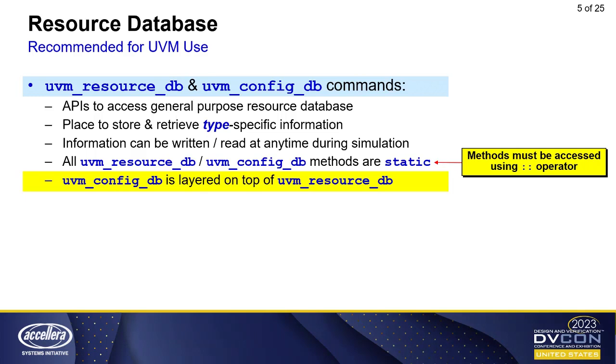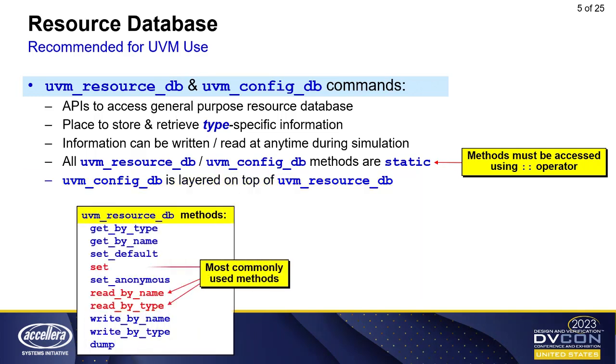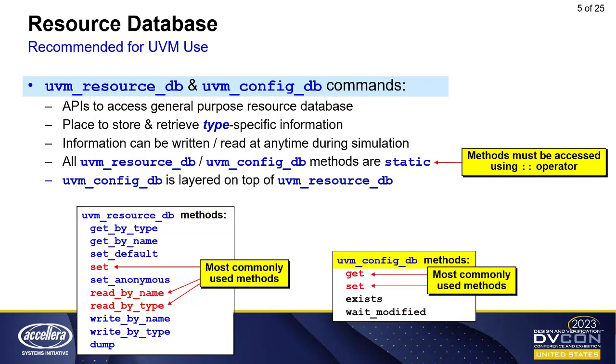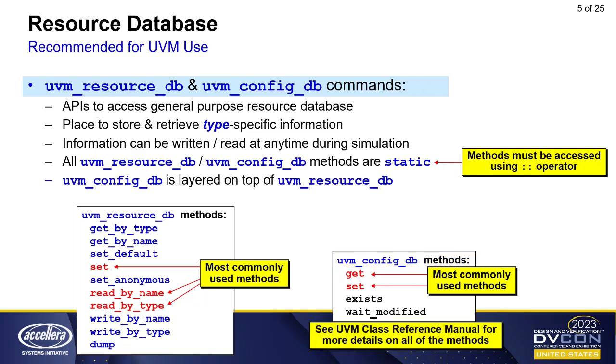The UVM Config DB class extends from the UVM Resource DB class, and is just layered on top of existing UVM Resource DB methods. The UVM Resource DB has a large number of built-in methods where the most commonly used methods are set, read by name, and read by type, while the UVM Config DB has a smaller set of built-in methods where get and set are the most commonly used methods. The other methods are rarely needed, so they are not discussed in this presentation.